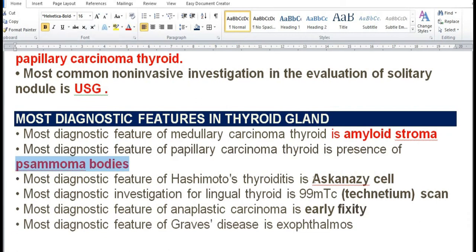Most diagnostic feature of Hashimoto thyroiditis is Askanazy cells. Most diagnostic investigation of lingual thyroid, it is 99 technetium scan. Most diagnostic feature of anaplastic carcinoma is early fixity, and most diagnostic feature of Graves disease is exophthalmos.